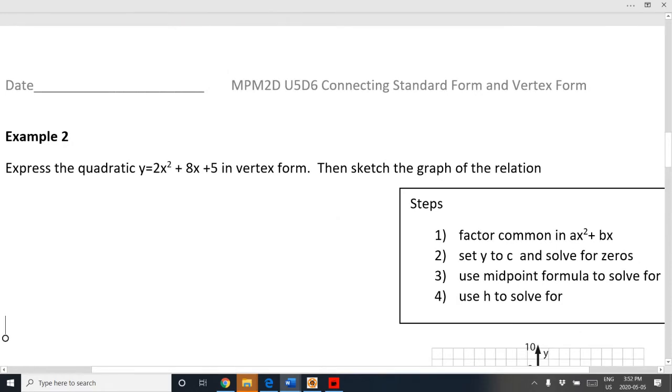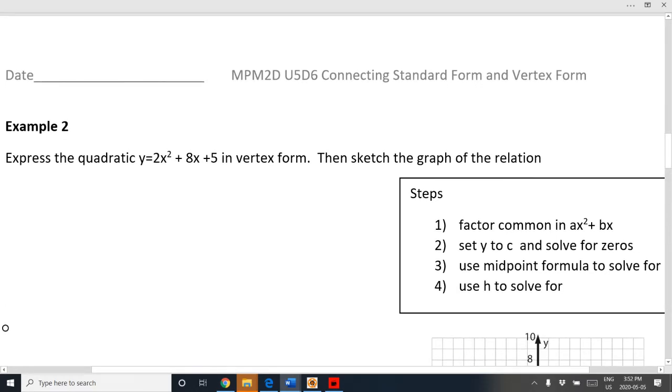So we're going to try another example of partial factoring here. In example 2, it says express the quadratic y is equal to 2x squared plus 8x plus 5 in vertex form, then sketch the graph of this relation. So you may be tempted just to try to factor this. And so let's go ahead and try that.